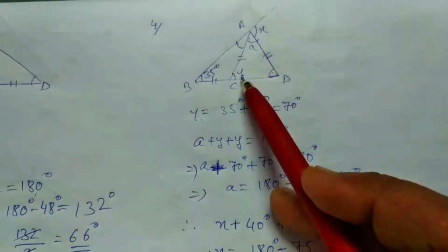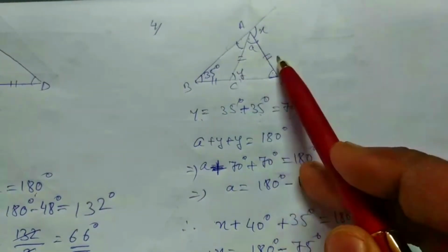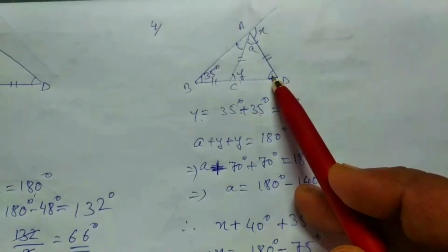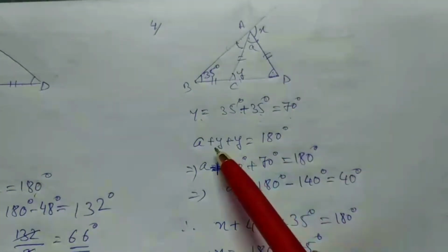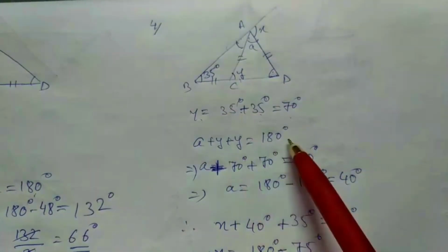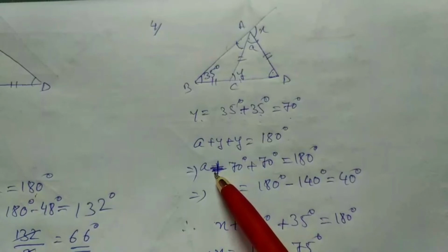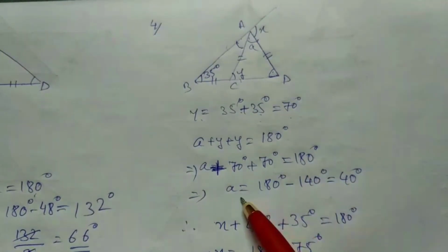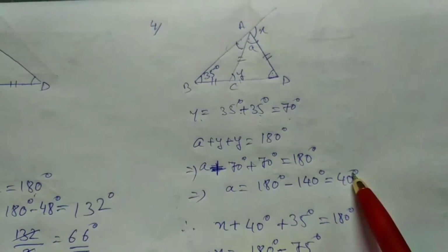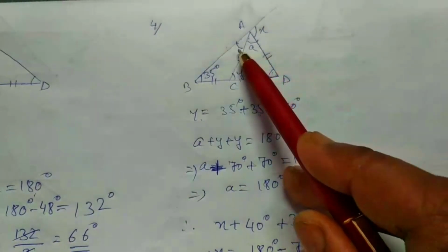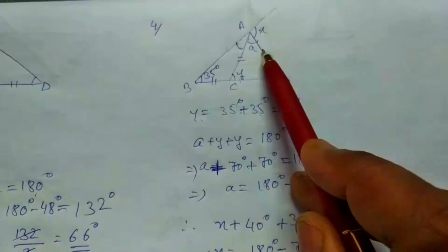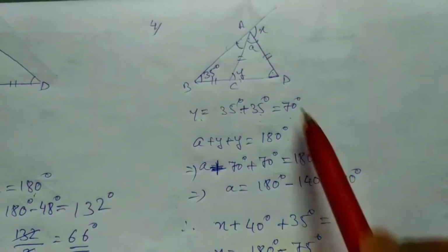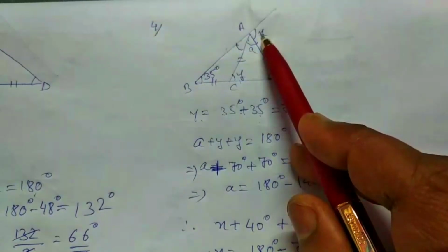Okay, and in this triangle also these two sides are equal. That means if the value of this angle is y, then the value of this angle will also be y. We can write y plus y plus A equal to 180 degree, or A equal to 70 plus 70 equal to 180 degree, or A equal to 40 degree. Okay, that means we have got the value of this angle as 35 degree. We have got the value of this one as 40 degree, and we have to find the value of x.